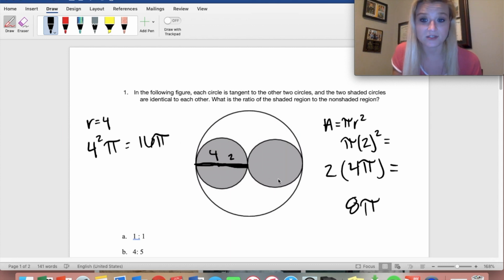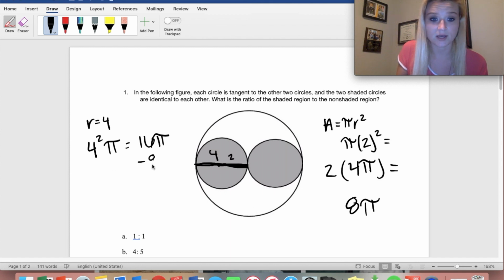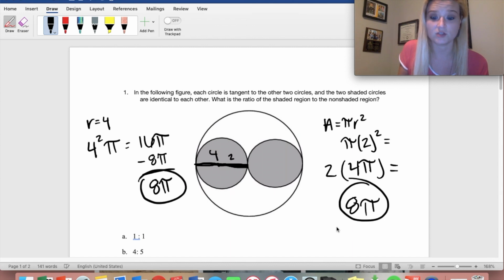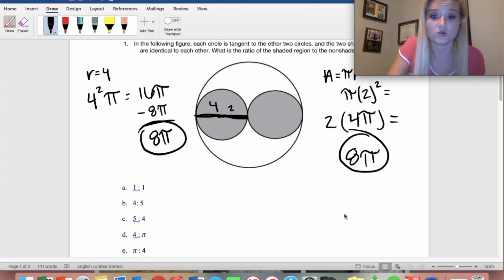But then we have to subtract the area of the shaded region that we found to get the part that's left over in the non-shaded region. So 16 pi minus 8 pi is just 8 pi. So these are the two numbers we're comparing to each other: the area of the non-shaded region to the area of the shaded region. So 8 pi to 8 pi is the same thing. So we just have a 1-to-1 ratio.